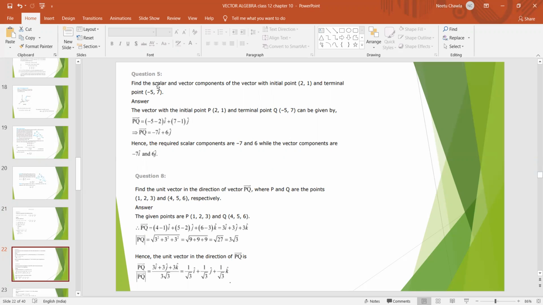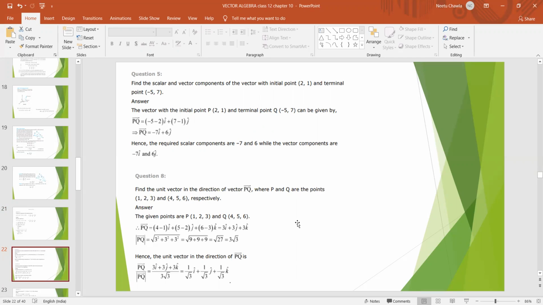They are asking for the scalar and vector components separately. So I had already told you the scalar components are the coefficients of i, j and k. So this is becoming minus 7 and 6, while the vector components are minus 7i and 6j. So this is your question number 8 here.